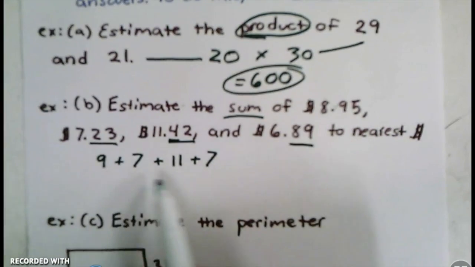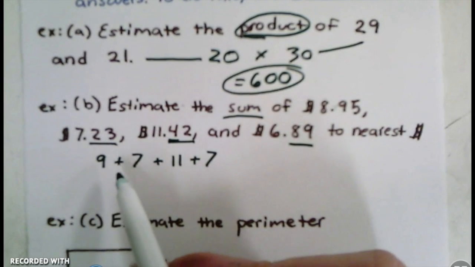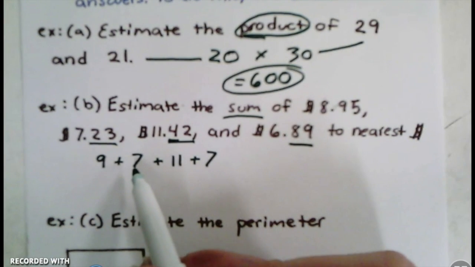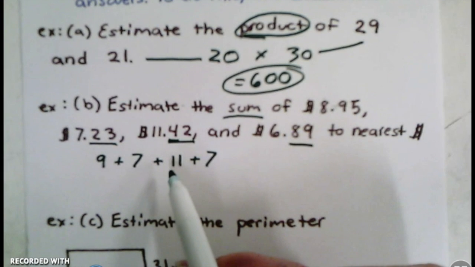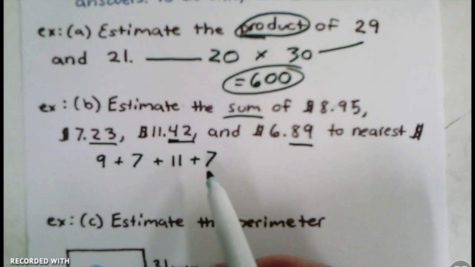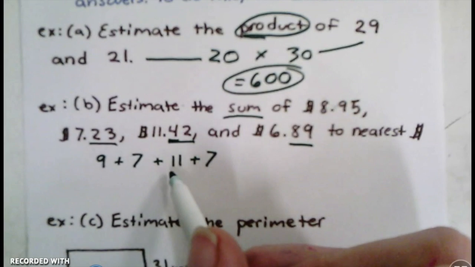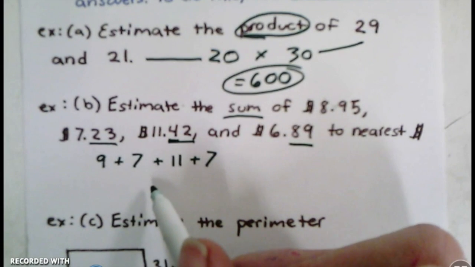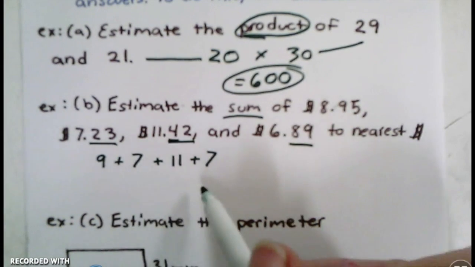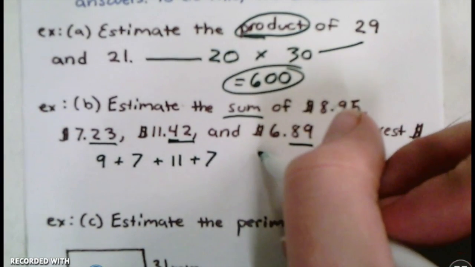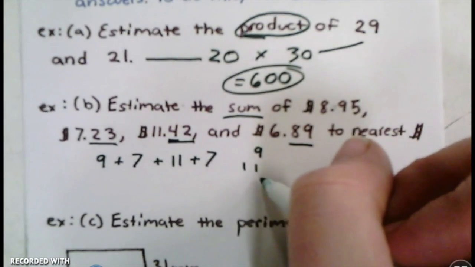Okay, so now that I've done my rounding, I can add. So I have 9 plus 7, which is 16. 16 plus 11 is 27. 27 plus 7 is 34. Now, if I can't do that in my head, what else could I do? Well, I could add 7 and 7 is 14, 11 and 9, which is 20, and then I could add 20 and 14 together.